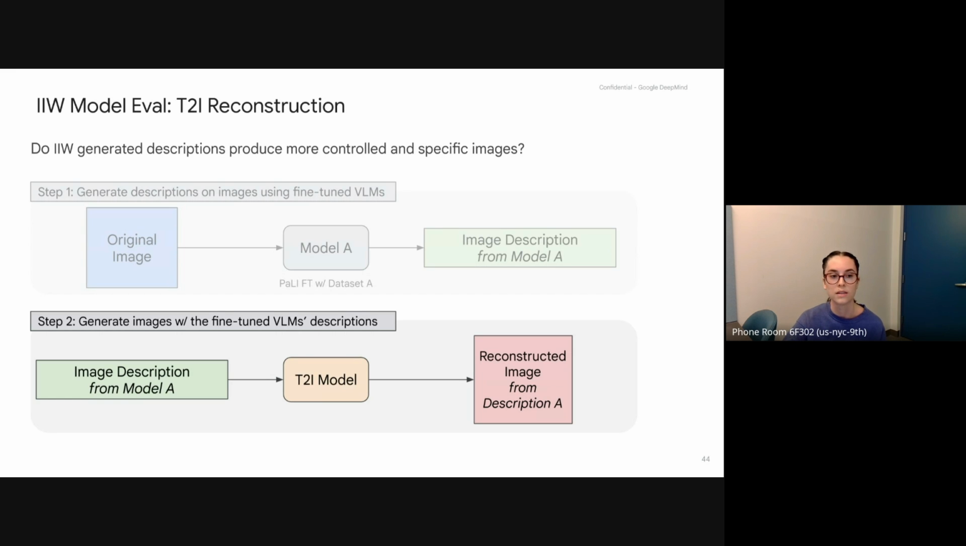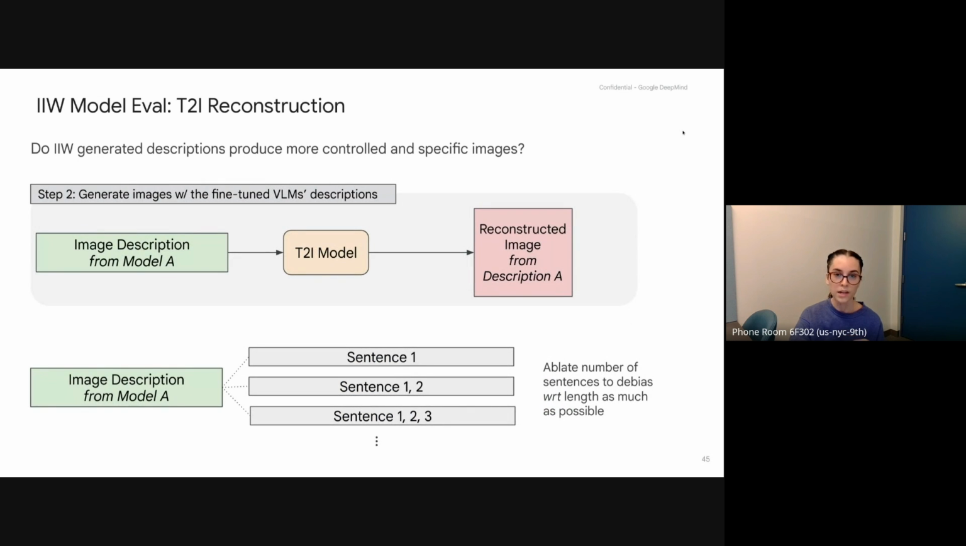Next. In step 2, we then can generate images using a text-to-image generation model, given those generated image descriptions. So you can see in green, we're taking those generated descriptions from model A or B or C from each respective data set that we fine-tuned with, passing it through a T2I model, and then generating images which we consider reconstructed images from each respective description.